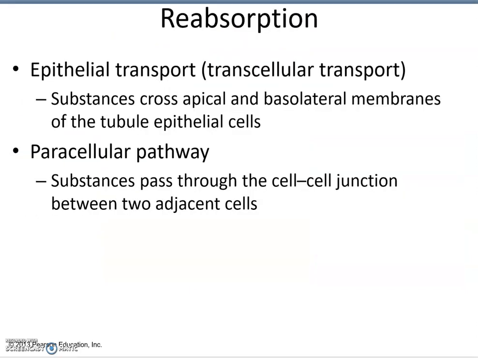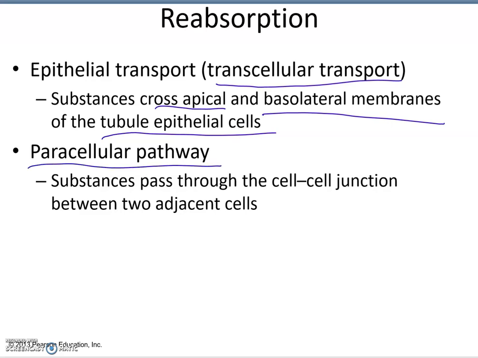In general, there are two ways substances can be reabsorbed from the tubular lumen of the renal tubules back into the blood. You can go through the cells. There will be transcellular transport, or transepithelial transport, since we have a single layer of epithelium that makes up these renal tubules. That means we need to get the substance across the apical and the basolateral membranes of the tubular epithelial cells. Or you can go between the cells. There's the paracellular pathway, where the substances need to pass through the cell-cell junctions between two adjacent cells.